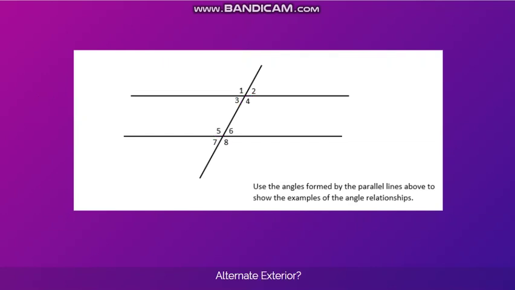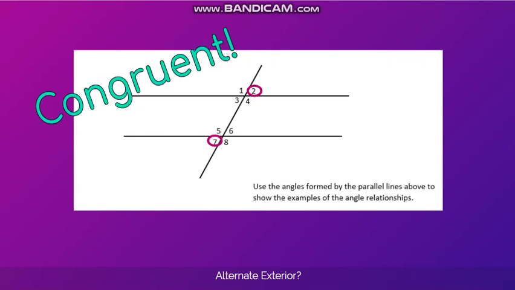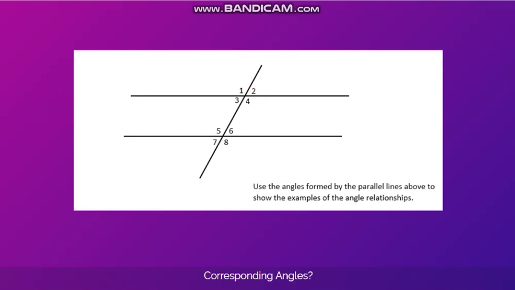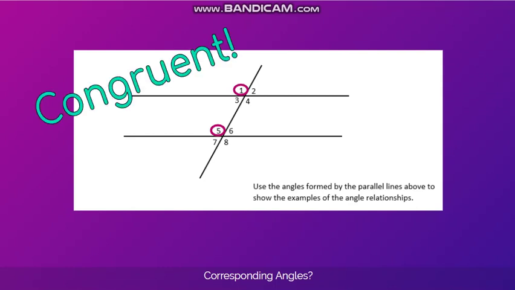Alternate exterior, it's different sides of the transversal, but outside the lines. 2 and 7 would be an example. And they are also congruent. They are also the same measure. And then corresponding angles, remember, same side of the transversal, same side of the respective line. Top left, top right, bottom left, bottom right. So 1 and 5 would be a good example here. And they are also congruent. Corresponding angles are congruent when the lines are parallel.